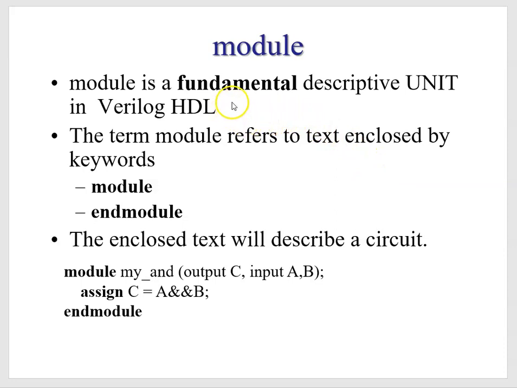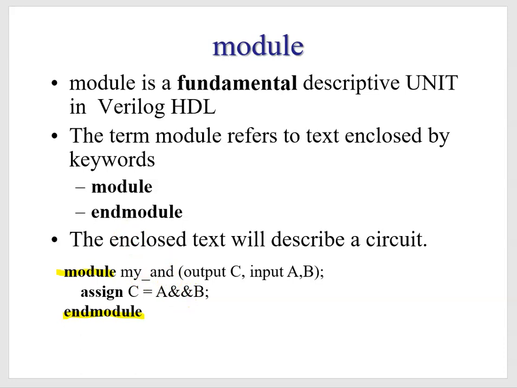So a module, that's key. That's the fundamental descriptive unit in Verilog HDL. The keywords module and endmodule will appear surrounding the text lines of your module code. The enclosed text then describes the circuit. In this example, we have module, and then we have endmodule, and in between those we have some code to describe the circuit.